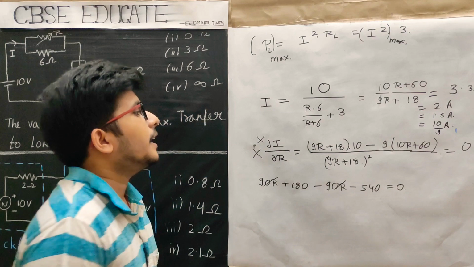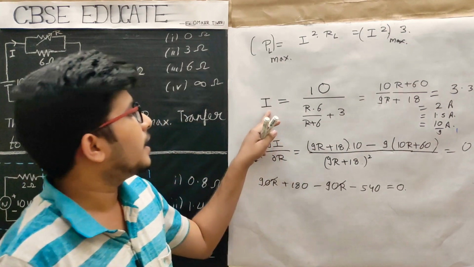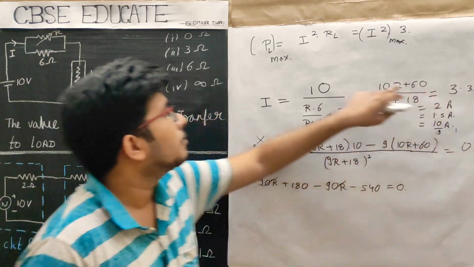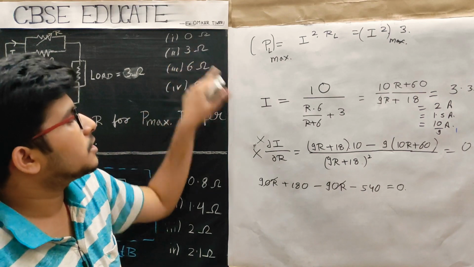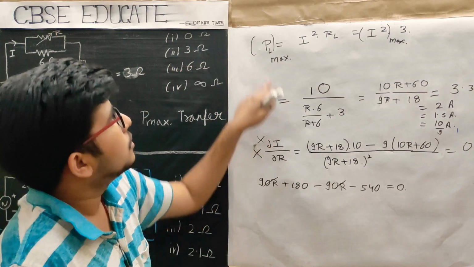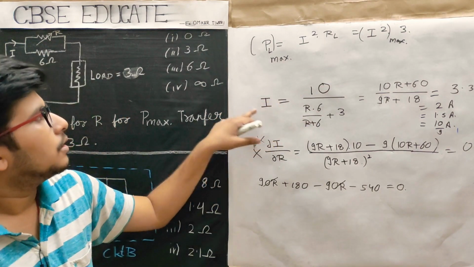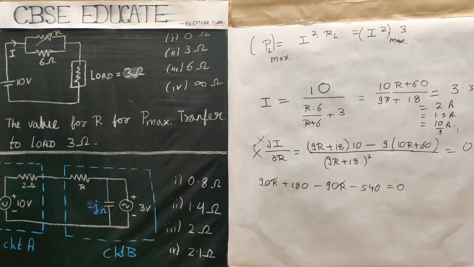Okay, simply 10 by 9 ampere. So you can see the value of current is maximum, 3.33 ampere, for 0 ohm resistance. So for 0 ohm resistance the value of current is maximum, so the value of power, the P max, will be maximum for 0 ohm resistance. Okay, so the answer is first, that is 0 ohm resistance.